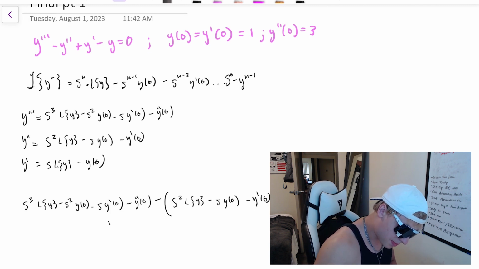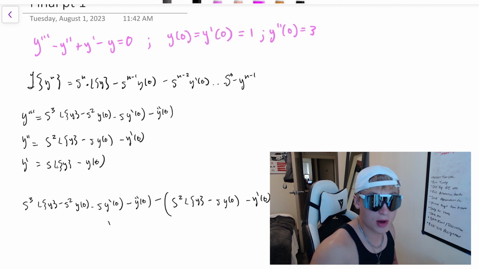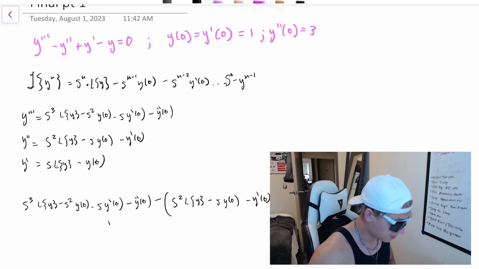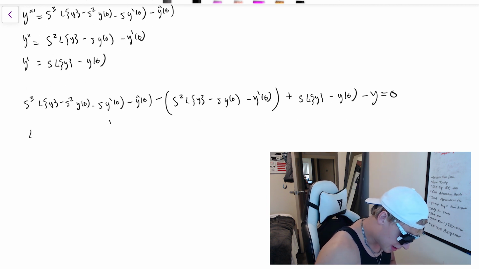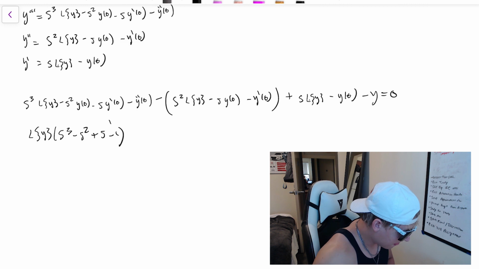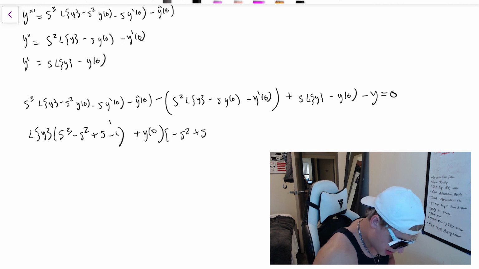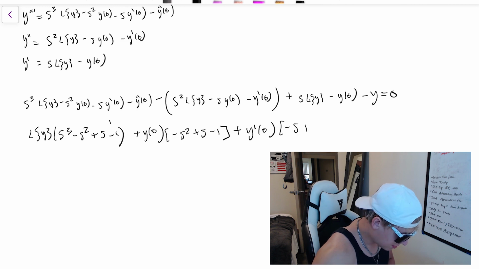As we have up here, we know that y of 0 and y prime of 0 are equal to 1, and y double prime of 0 is equal to 3. We can plug everything in and rearrange, and then we're going to get the Laplace transform of y times s cubed minus s squared plus s minus 1, plus y of 0 times negative s squared plus s minus 1, plus y prime of 0 times negative s plus 1, plus y double prime of 0 times negative 1.